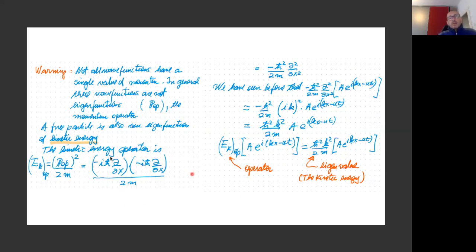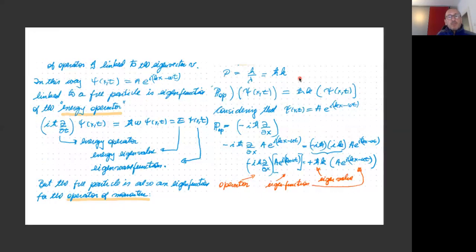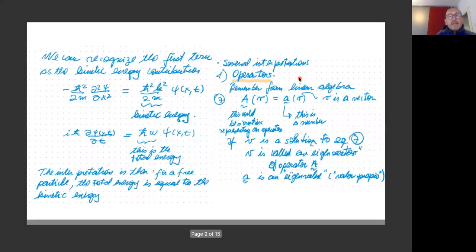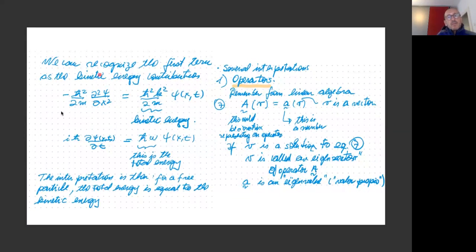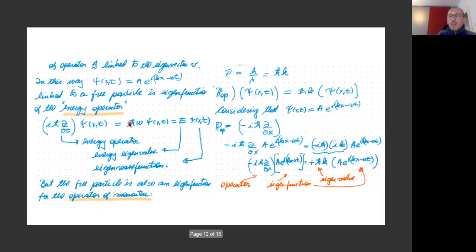Well, this thing over here, we know from regular calculus, of course, that I could write in the same way as minus h squared divided by 2m times the second derivative with respect to the position. But if you remember well, this is what we got. This is the kinetic energy operator written in this way, without the phi there. This is the kinetic energy operator acting on a wave function.